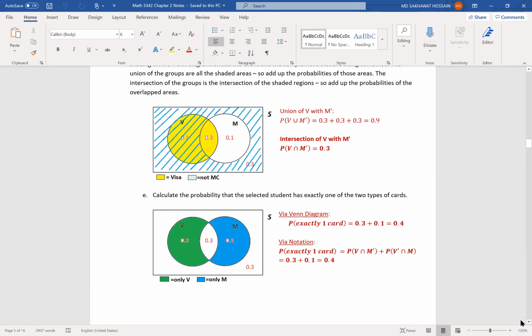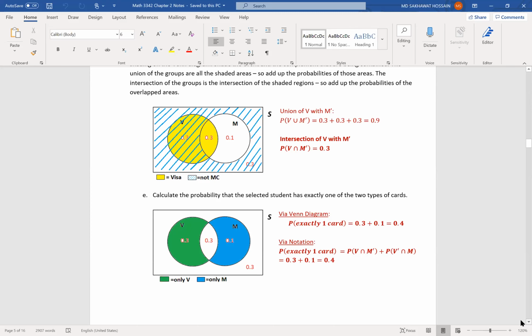So the next question is, calculate the probability that the selected student has exactly one of the two types of cards. Exactly one of the two types of cards. So how can we calculate this probability? Exactly one card means the student has either only Visa card or only MasterCard.